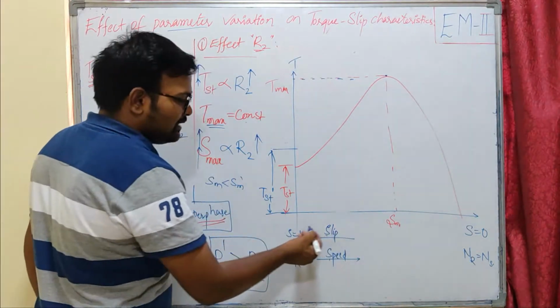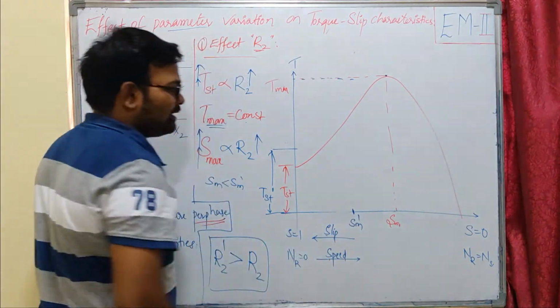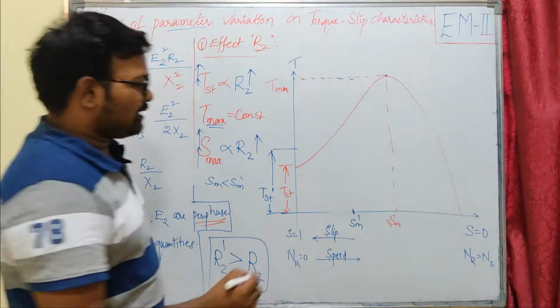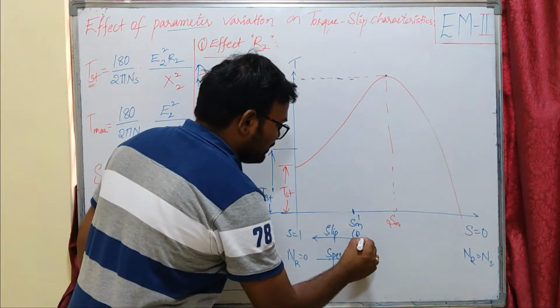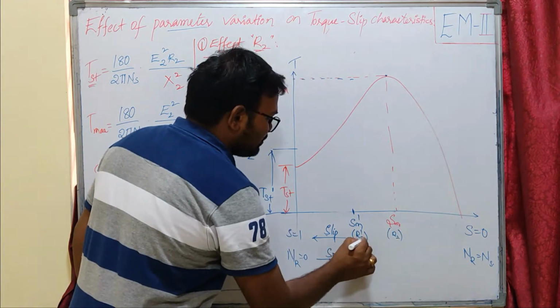That means the increment of slip is on the left side. That means I consider this is the point where my slip is increased to SM dash. Okay, this is corresponding to our R2 dash. This is R2. This is corresponding to R2. This is corresponding to R2 dash.